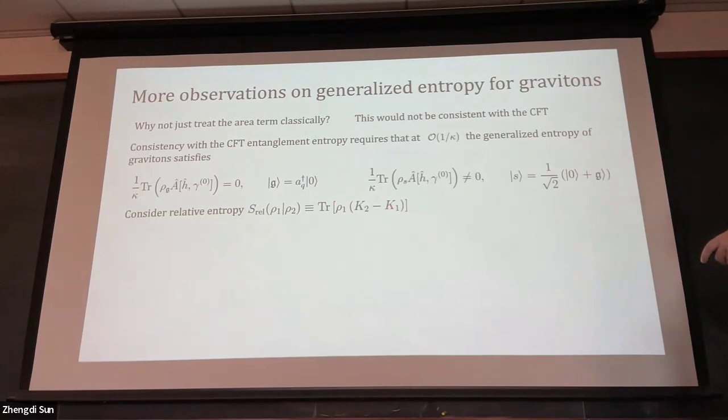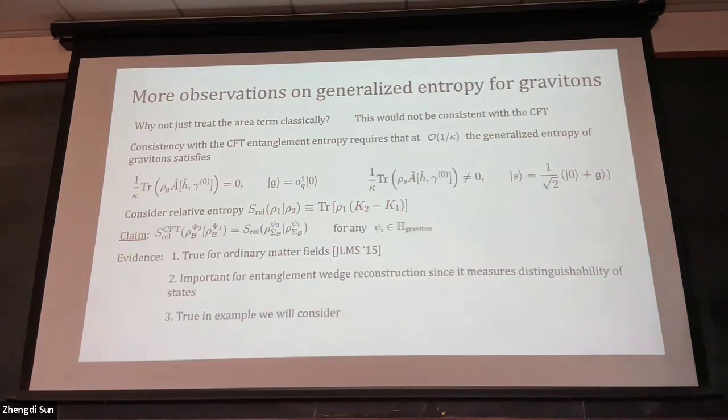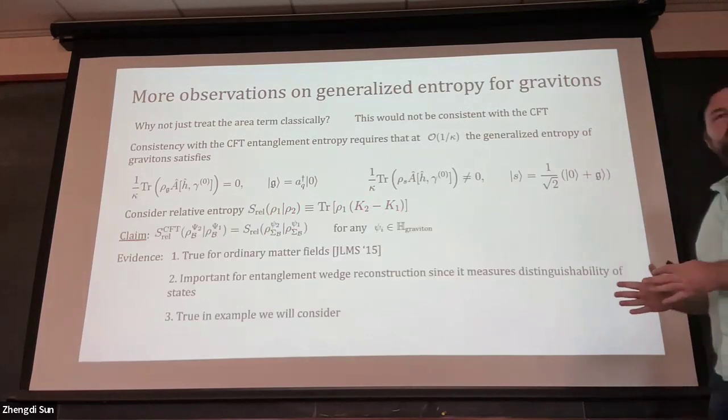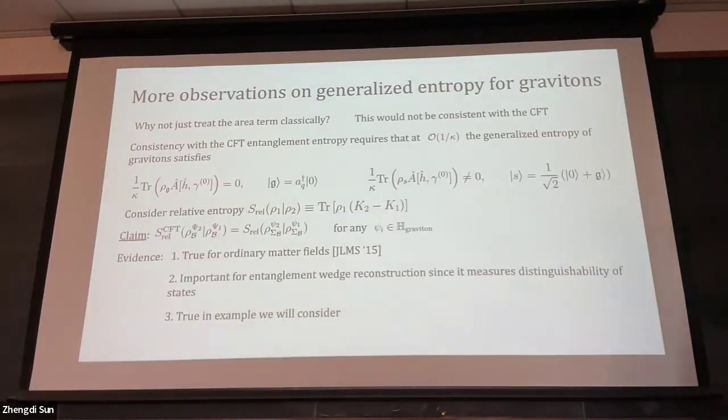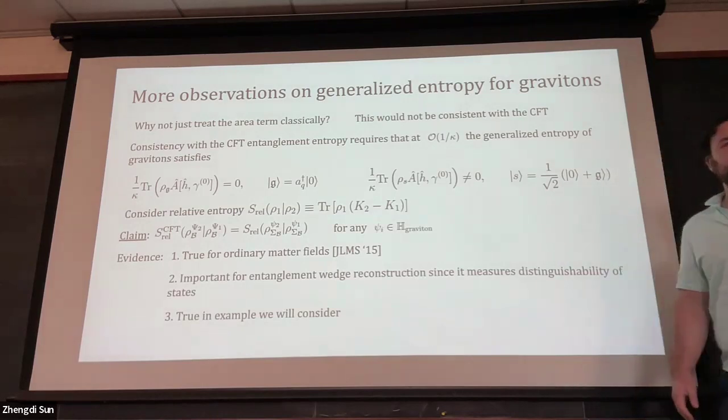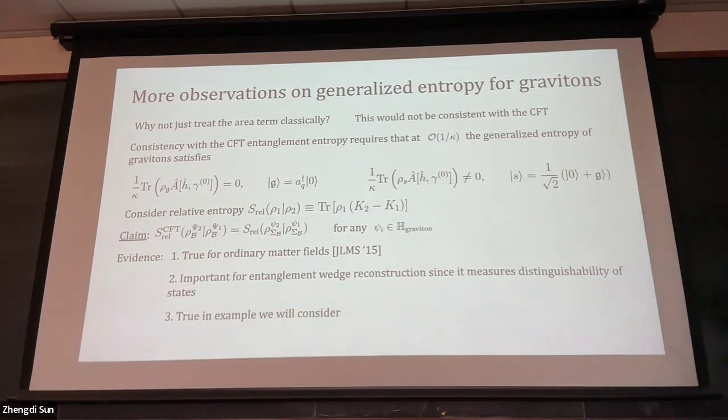So rho 1 is some density matrix, rho 2 is some density matrix, K2 is the modular Hamiltonian for rho 2, K1 is the modular Hamiltonian for rho 1. And this is the relative entropy. I claim that the relative entropy in the bulk is equal to the relative entropy in the boundary. Why do I say that? Well, it's true for ordinary matter fields. This was proven by Jafferis, Lewkowycz, Maldacena, and Suh in 2015.